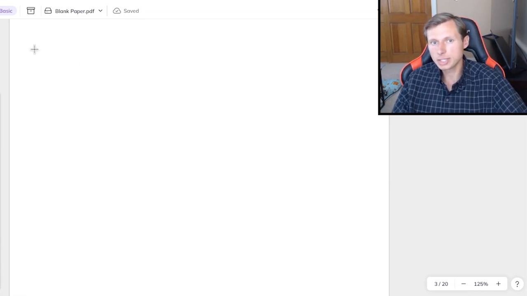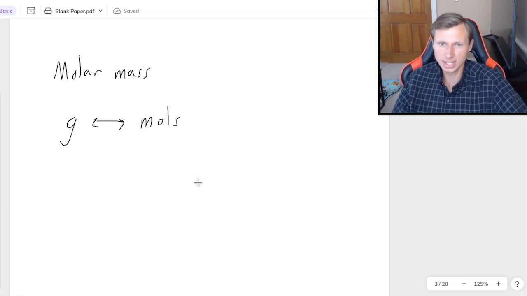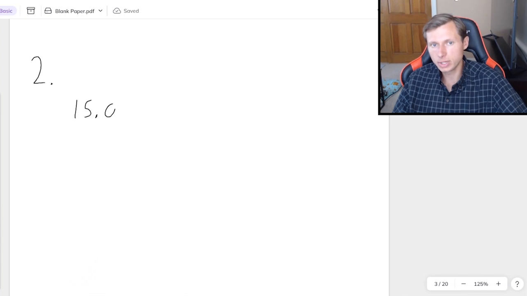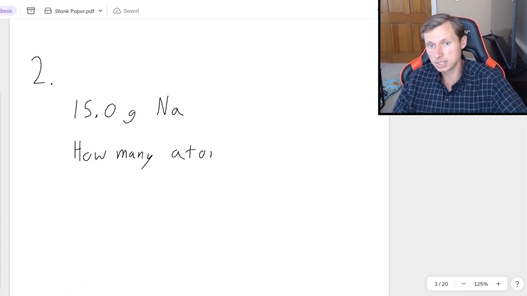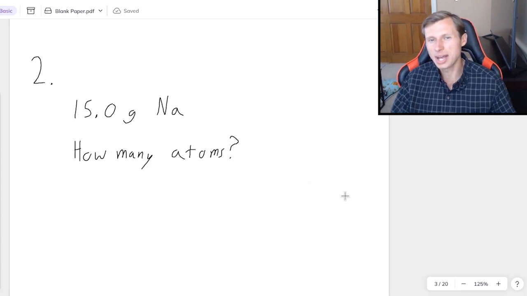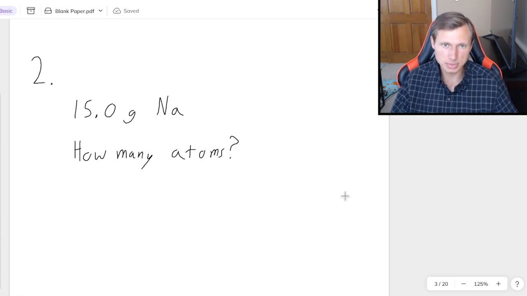Now, before we do the next practice problem, we just need to quickly refresh yourself on molar mass, which is the way we convert between grams or mass of a substance to the number of moles in that substance. And the reason why I'm telling you to review that is because problem 2, let's say I start with 15.0 grams of sodium, Na, and I want to know how many atoms is that. So if you forget how to use molar mass to turn grams into moles, I have a video on that. You can look at the description and watch it.